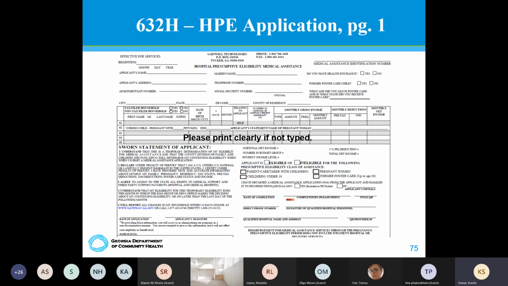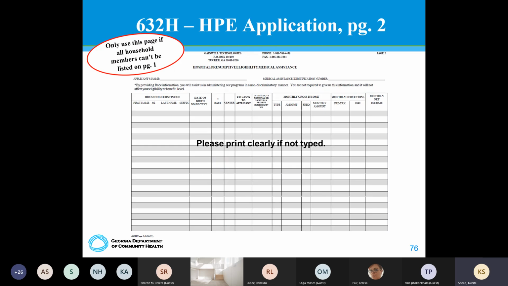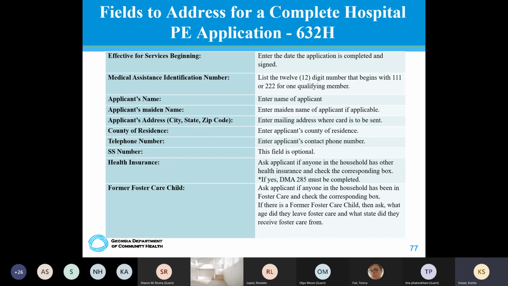And if you go to the next few slides, that's page 2. But starting at slide 77, it goes by each line, each field, and tells you exactly what you're supposed to put there. So if you follow these, it'll tell you exactly what you're supposed to put there.